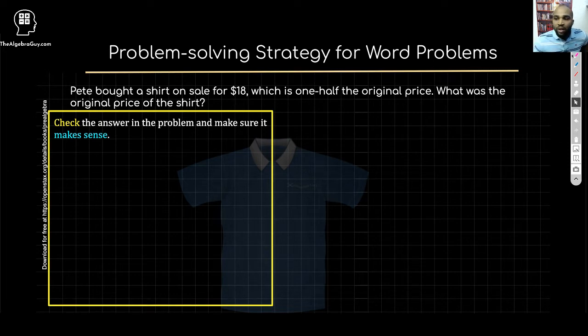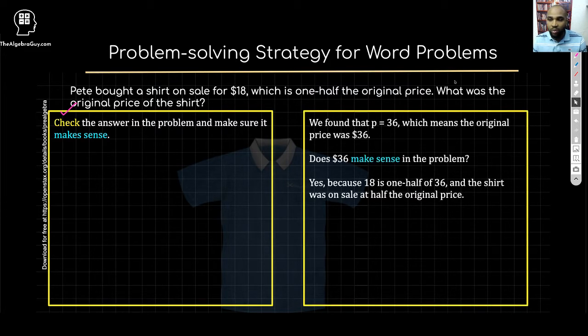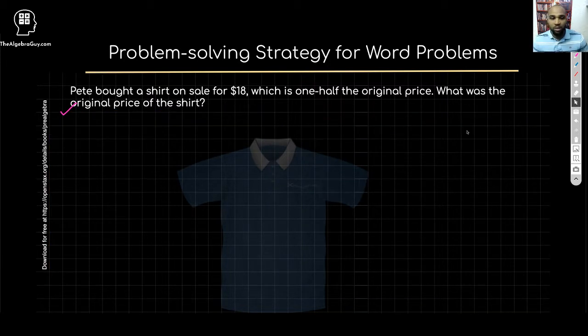But here's where the average are separated from the best. The top students always have some way of checking their answer and making sure it makes sense. And you don't necessarily have to do all the calculations again. You could, that'd be another level to make sure you're the best. But you can just kind of think to yourself, does this problem in general make sense? I have to do this all the time because we all are human and make mistakes. So we found that P equals 36, which means the original price was $36. Does $36 make sense? Well, yeah, because 18 is half of 36. So that makes sense. We don't have to do much more there.